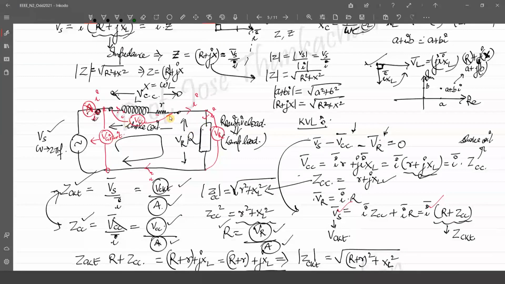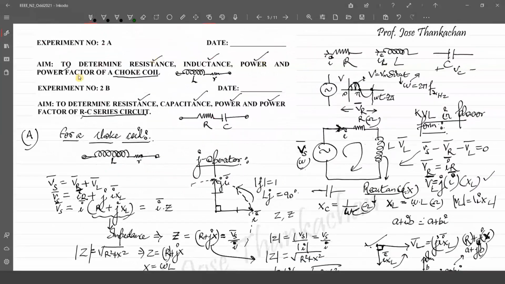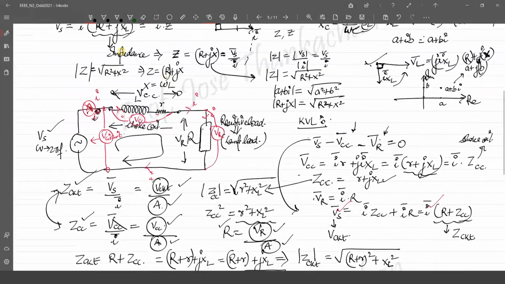So in the A part, what we want to determine is the resistance as well as inductance of the choke coil. There are some more quantities which are left, the power and power factor. Now to find out the power and power factor, what you have to do? We are going to add something to our circuit here. For that, we are going to connect here a measuring instrument which is known as a wattmeter.